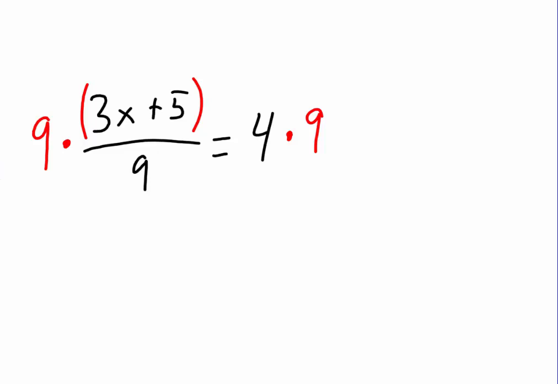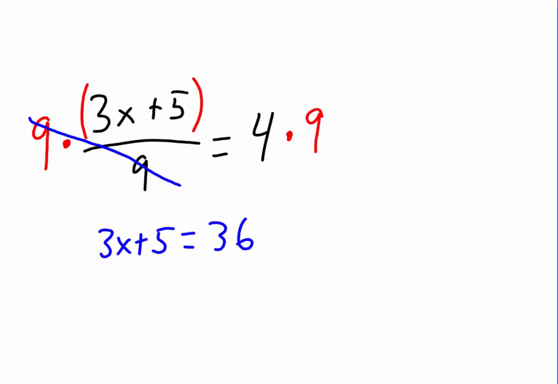Now, there's a few people that might try to distribute here. Please don't. The reason why we went times 9 is because there's already a divided by 9, and those cancel each other. They just become a 1. And 1 times anything is just the anything. So we just have 3x plus 5 equals 4 times 9, which is 36.